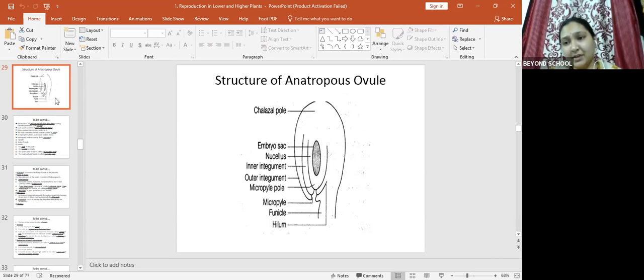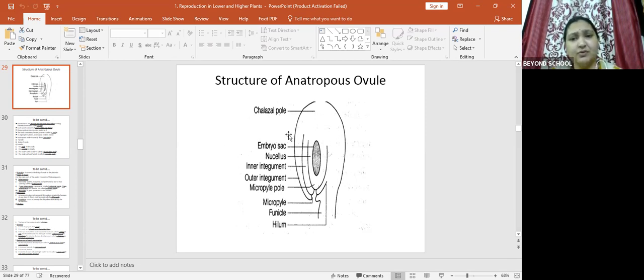Now, we all know that in our flowering plants there is an ovary. Inside the ovary there are ovules, and these ovules are at a functional stage. Therefore, it is what? It is an embryo sac, right? Now let us begin with the structure of the anatropous ovule.